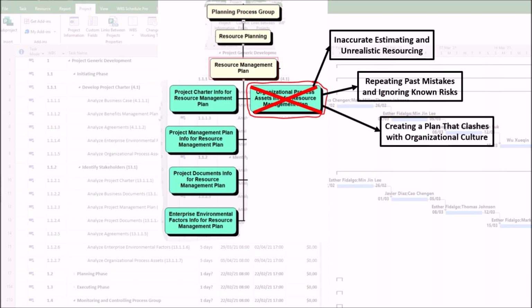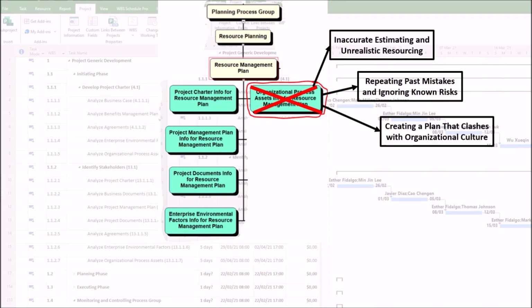3. Creating a plan that clashes with organizational culture. Organizational process assets embody the company's culture and standards. A poor analysis creates a plan that is theoretically sound but practically impossible to implement. The harm caused may be that the resource management plan faces resistance and fails during execution, as follows.